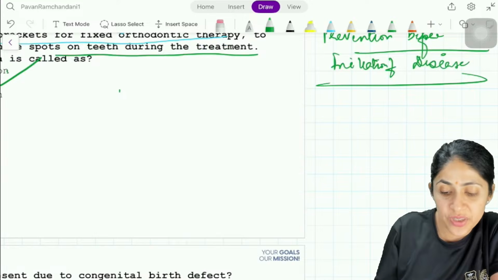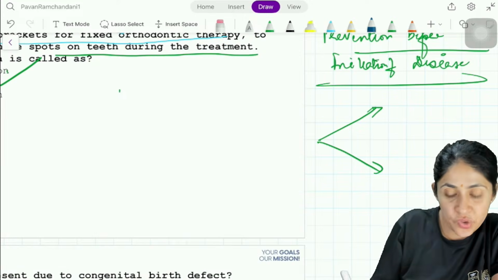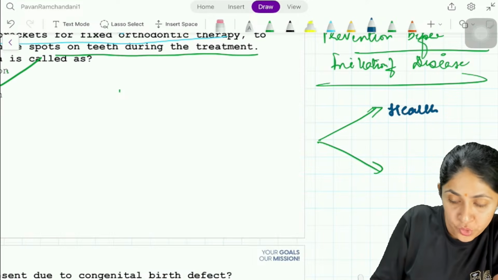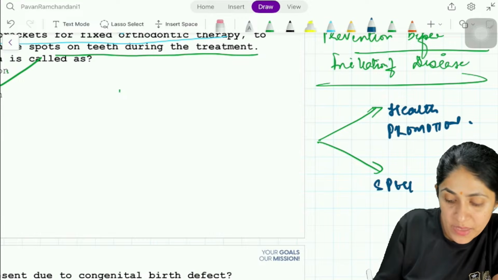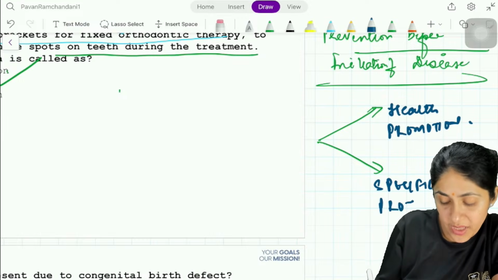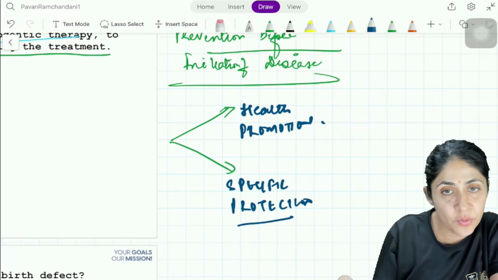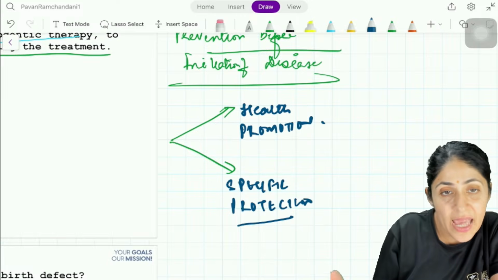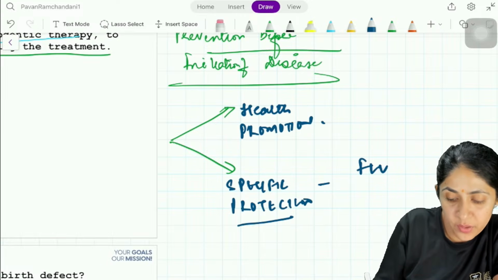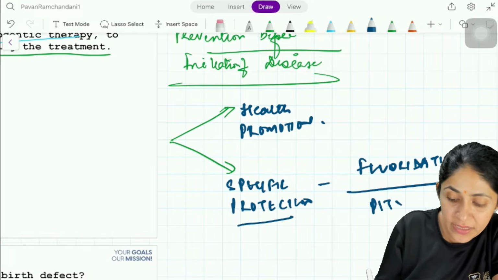In primary prevention, there are two interventions by which you can take primary prevention. That is health promotion, and you can specifically protect them. How do you do health promotion? Give health education, give safe water, give proper nutrition, give lifestyle modifications. And specific protection is to give them fluoridated water, provide water fluoridation, and pit and fissure sealant.